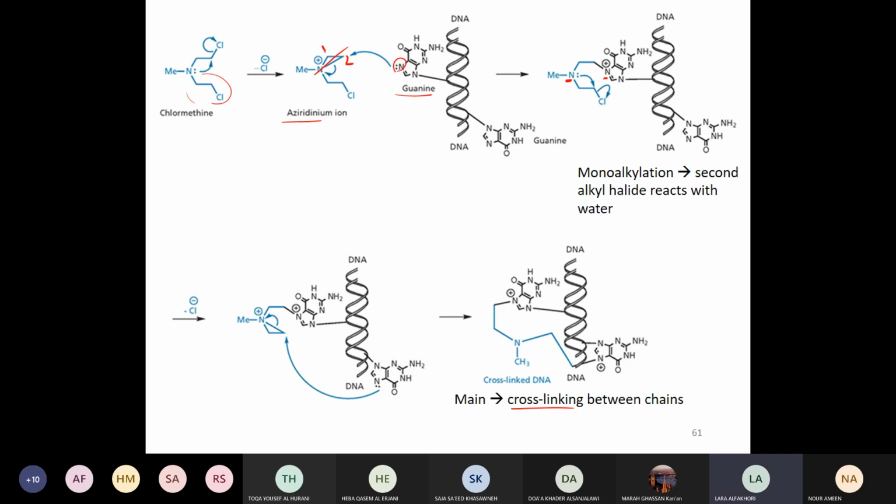No, actually it's not very selective, because it's very reactive. As we said, part of it will be lost due to interaction with the water, and part of it will react with the proteins. That is why it's not highly selective. Why are cancer cells the ones that are mostly affected? Because they replicate at a high rate. That is why they are mostly affected by such a reagent.